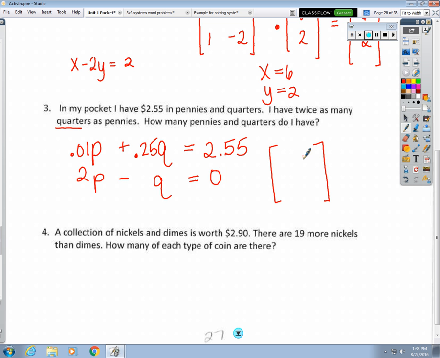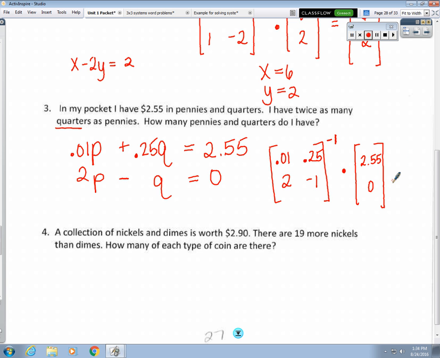So what are your elements of your coefficient matrix? 0.01, then 0.25, then 2, and then, okay, and then you take the inverse of that matrix and multiply it by, because I had to subtract the Q over so that it would be on the left side of the equal sign. Okay, so now we have 2.55 and 0, and now all you have to do is type it in to get your answer. So go ahead and type it in.